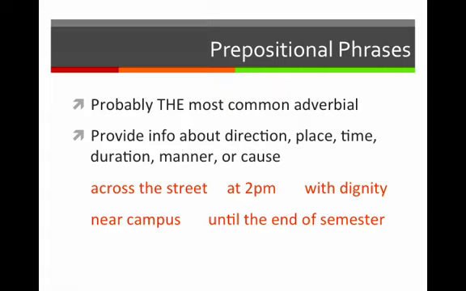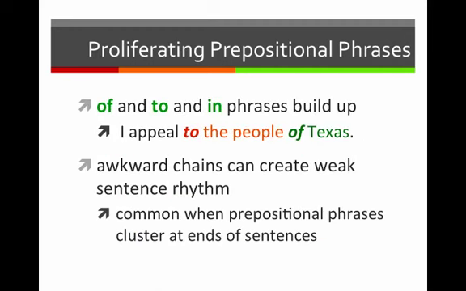This last example is actually a double prepositional phrase, until the end of semester. We often use prepositional phrases in combination like this. Our book calls this proliferating prepositional phrases, which I love for its alliteration. Of, to, and I would add in phrases have a tendency to build up. I appeal to the people of Texas on this beautiful day in October. I can just keep going because adverbs give us such flexibility.